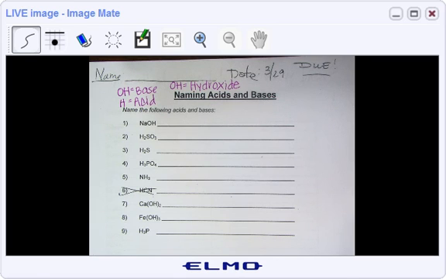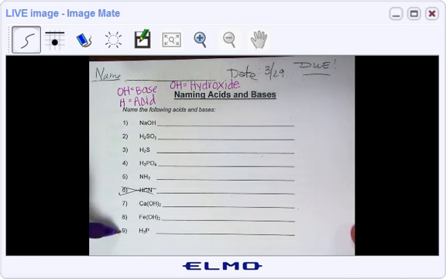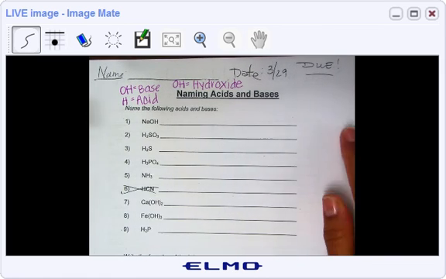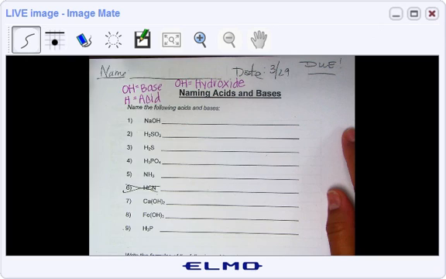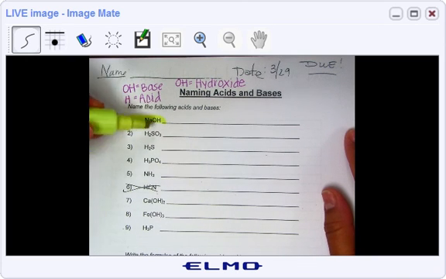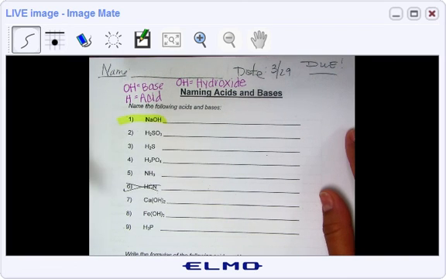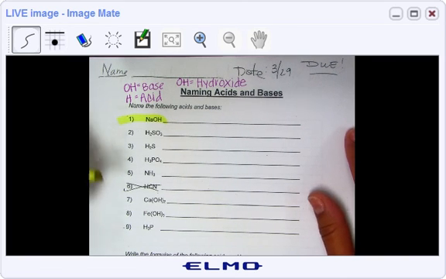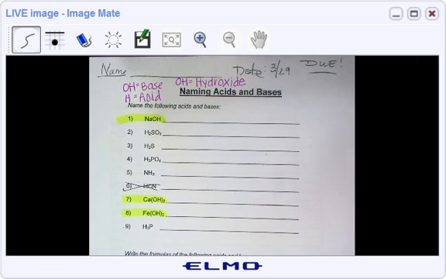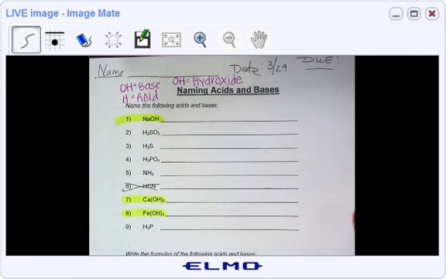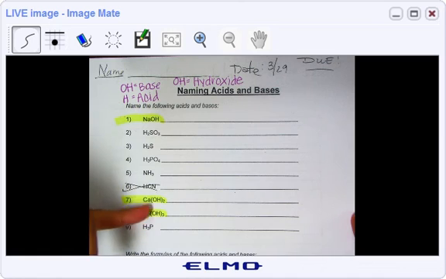Okay, first I want to identify, I'm looking at 1 through 9. I want to identify all the bases. Okay, so for number 1, is that an acid or a base? Well, you said base because you saw the OH. Acid or a base? Acid because it just has an H. Number 7, acid or a base? Number 8, acid or a base? And 9 is an acid because there's just an H. If there is not an OH, it is an acid.